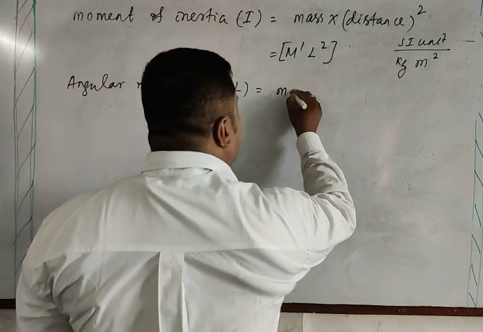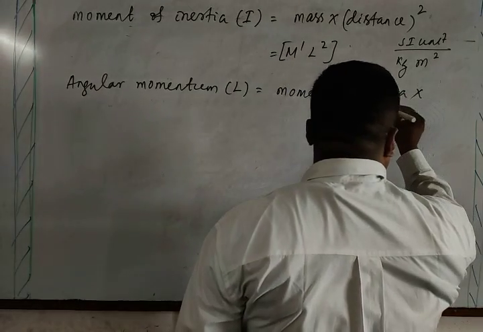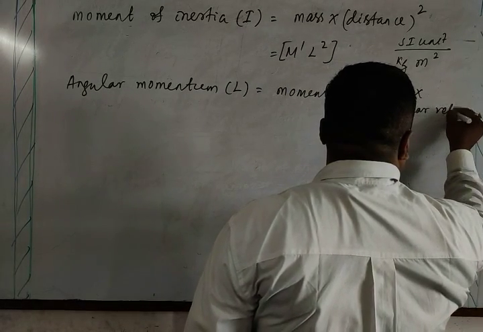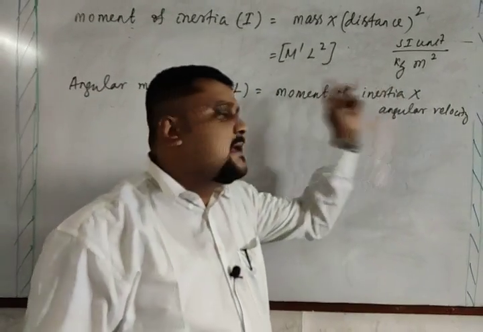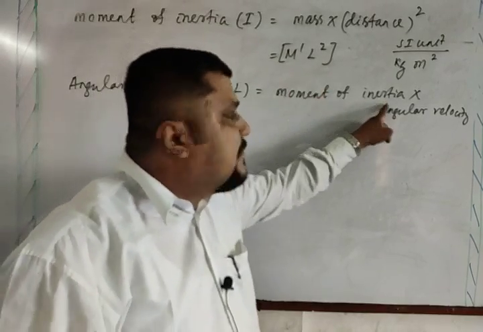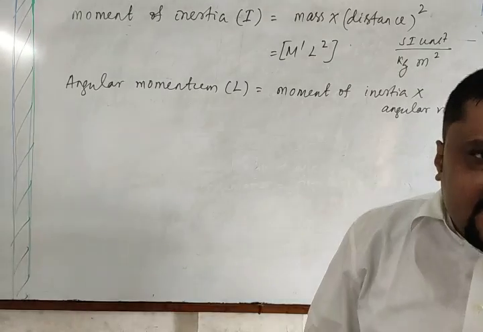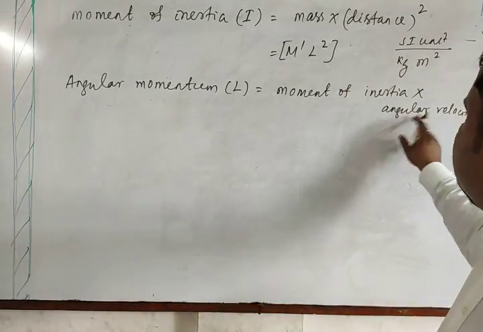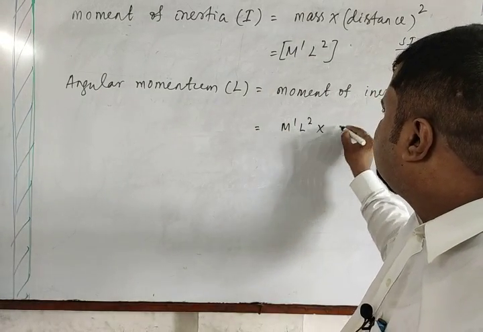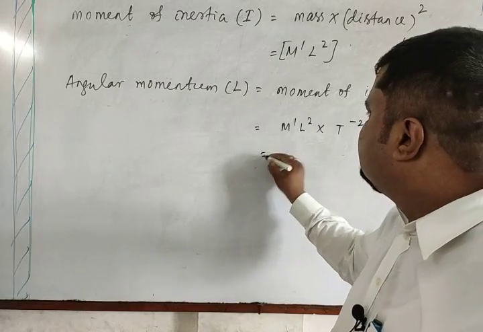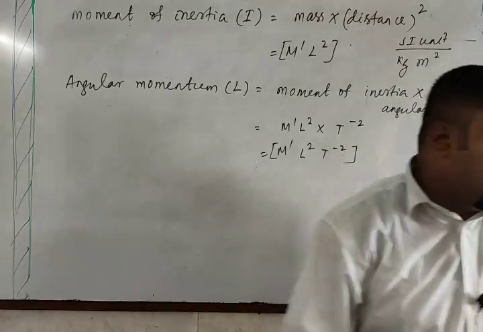That is the moment of inertia into the angular velocity. Because when you are discussing linear, that is mass into velocity. For the angular case, mass is replaced by moment of inertia, meaning the moment of inertia has the same role as mass in linear motion. So moment of inertia into angular velocity. Then what is the moment of inertia? M^1 L^2. Angular velocity is what? T^-2. So this is equal to M^1 L^2 T^-2. So this is the dimension of angular momentum.